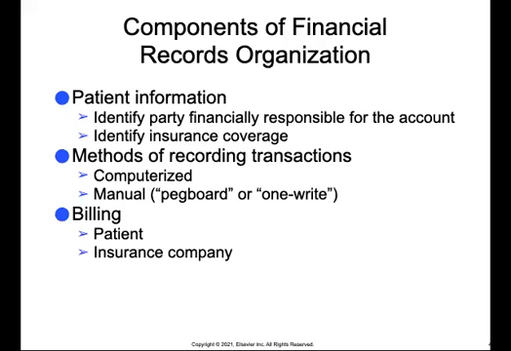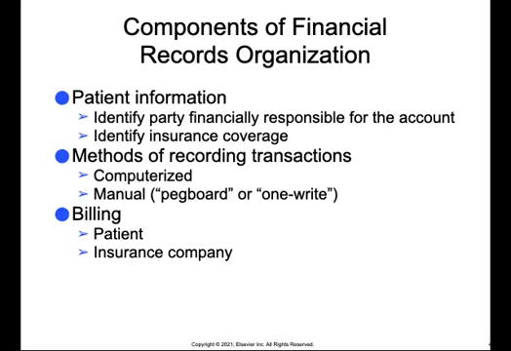The first step is to determine who is financially responsible for the account. Information can be obtained from the financial information section of a patient registration form. Insurance information, both primary and secondary coverage, is listed on that same form. Some methods of recording transactions include computerized bookkeeping systems, and these types of systems use a program to organize, track, and calculate the accounts receivable. Manual bookkeeping systems are also used in some offices.